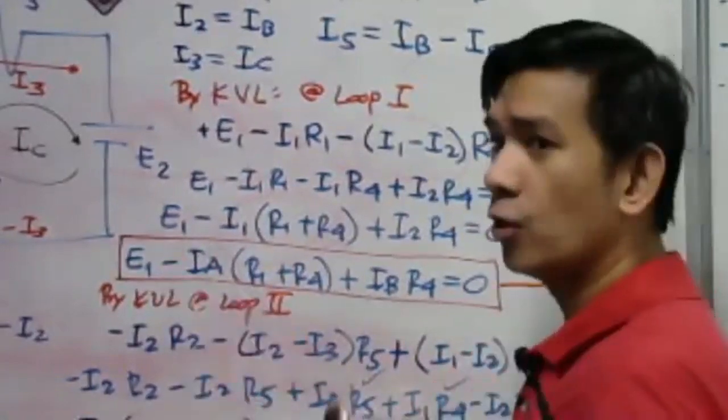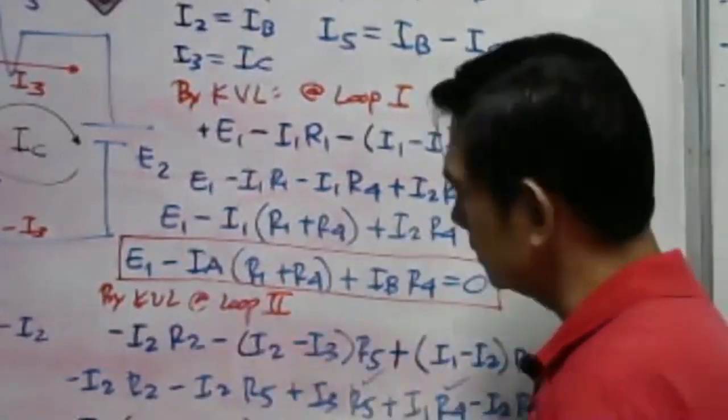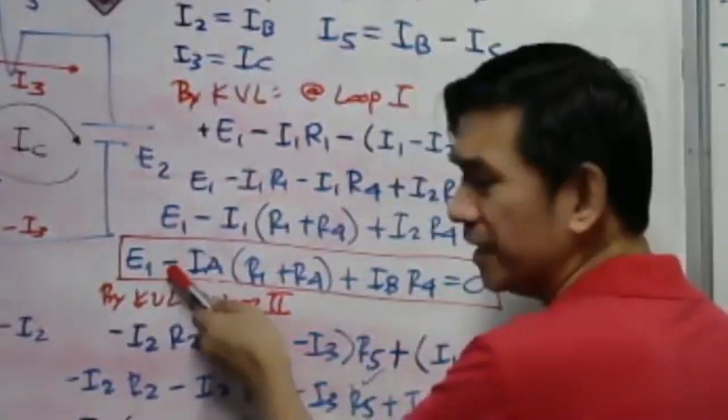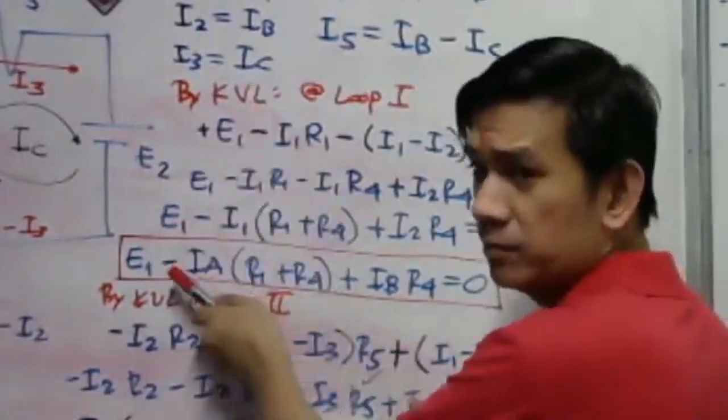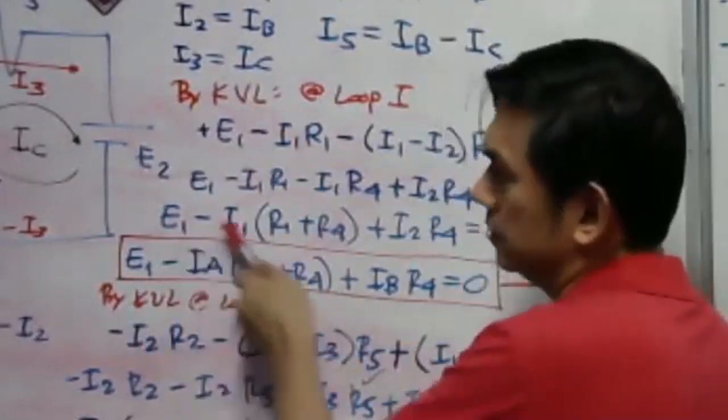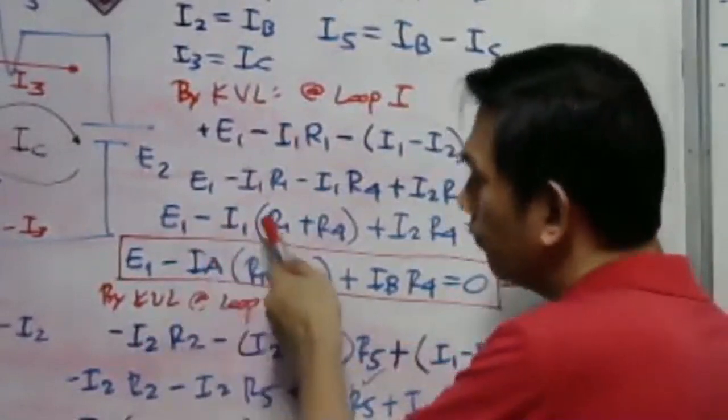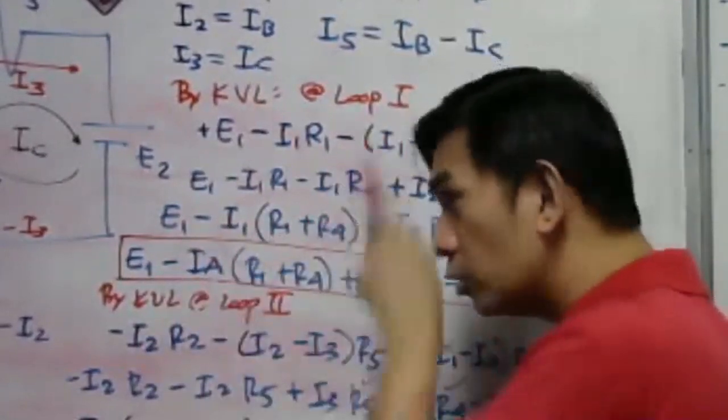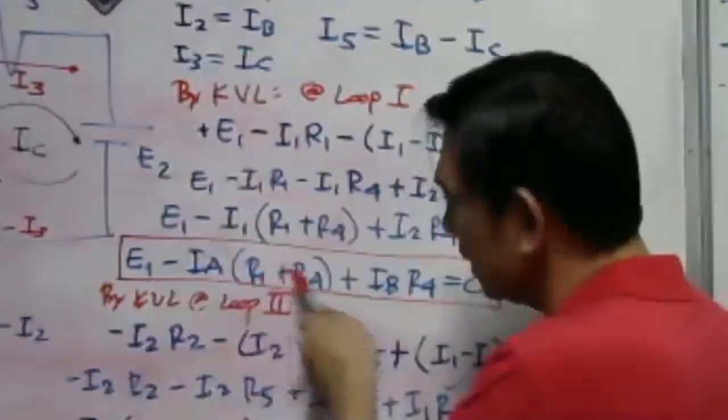Okay, we are talking about loop number 1. Minus. Make it minus right away because of what we derived. Minus the loop current for loop 1 multiplied by the loop resistances. This is R1 and R4.